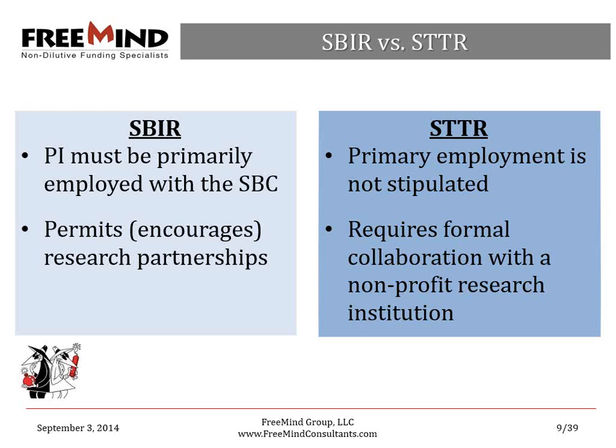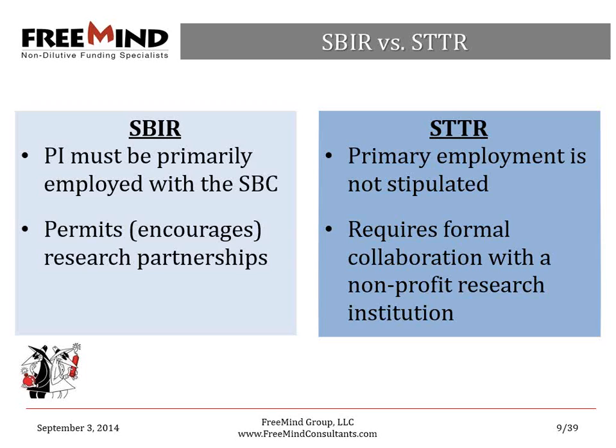On the other hand, for an STTR, primary employment is not stipulated, so the PI may be either from the small business or from the collaborating nonprofit research institution. The second way they differ is regarding a research partner. SBIRs permit and in fact encourage research partnerships, although the company is responsible for at least 67% of the work, and the research institution can complete up to 33% of the work.